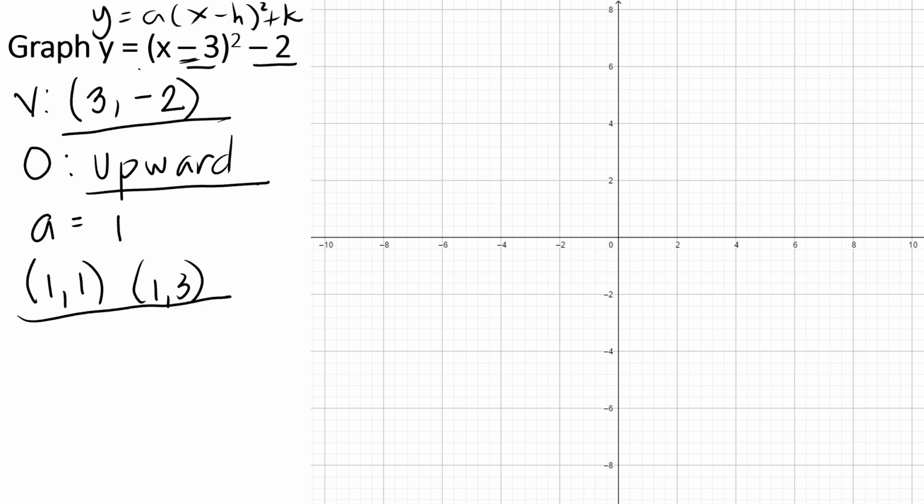Vertex natin ay 3, negative 2. So, ito yung positive 3, negative 2. Ito sa baba. Nakita ko lang para makita nyo kung paano ko pinlot yung point. Then, after that, we proceed to the pattern. Pattern niya, 1 to the left and right, then 1 unit upward. 1 unit upward. So, ito yun at ito.